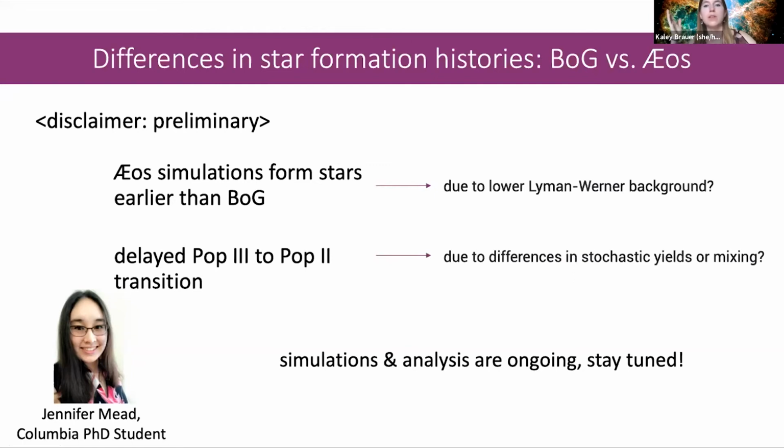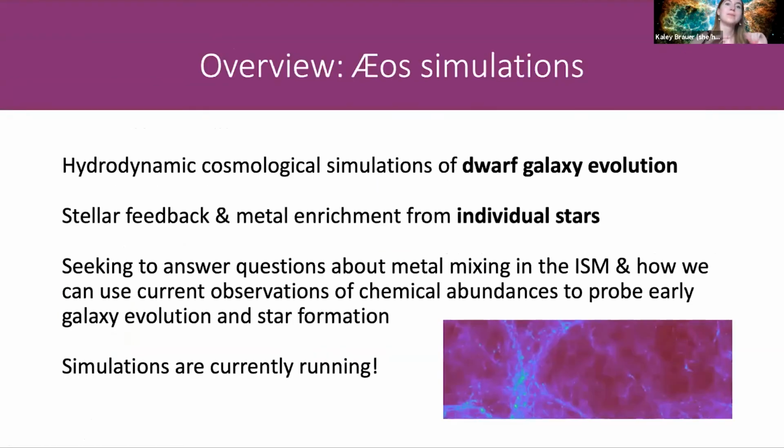Some initial thoughts we've already had: maybe it's due to a little bit of a lower Lyman-Werner background. There could be differences in stochastic yields and mixing, or even the definition of Pop 2. So definitely need to stay tuned to see what is actually going on and what differences we end up finding after rooting out all the other causes. So yeah, simulations and analysis are ongoing, and we'll hopefully have more information after we finish running everything.